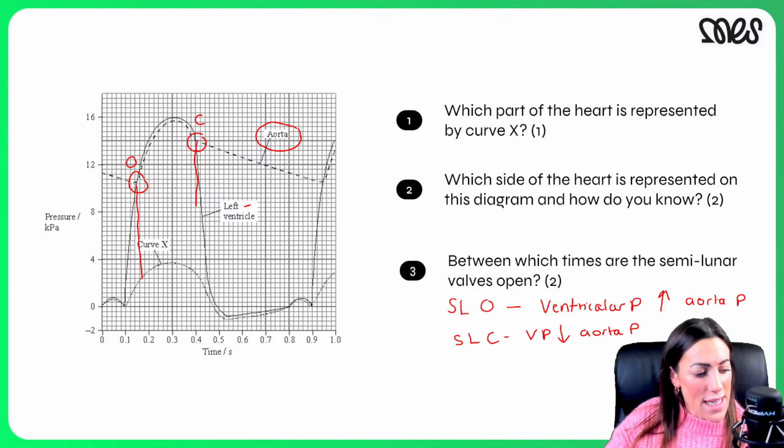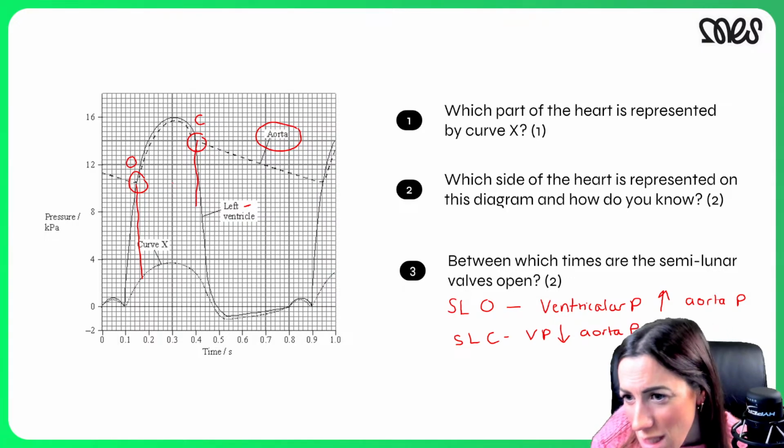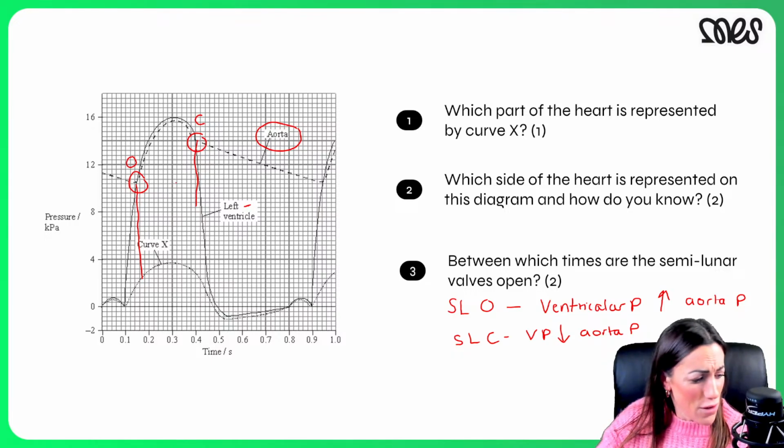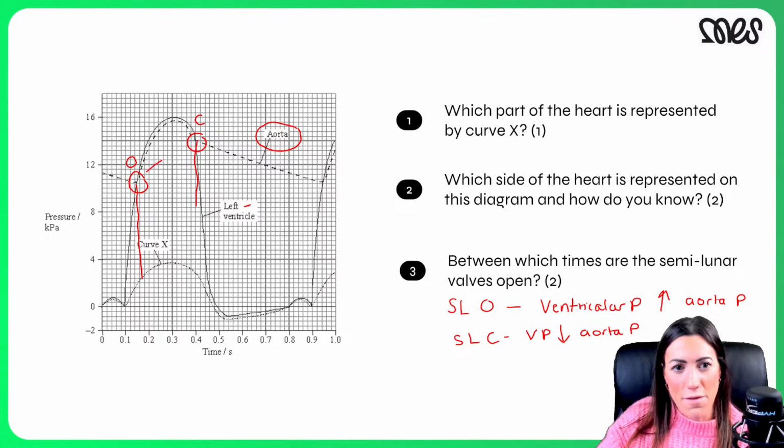I wrote down 0.14. Wow, Tau, you've got 0.14, and yeah, you've got exactly what I got. 0.14 and 0.4. So between those times, so from here to here, semilunar valves are open. Once you get your study notes, you can do that properly for me. You can get your ruler, draw your lines down and read off, because it's good practice as well to make sure that you can actually read a scale on a graph. Check that you can read the scale accurately.